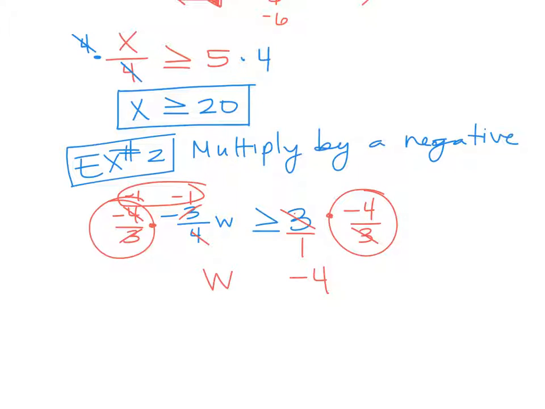What you're going to do, though, is you're going to flip your symbol, okay? So you're going to take what was greater than or equal to, and now you're going to make it less than or equal to. Okay, so W has to be less than or equal to -4.